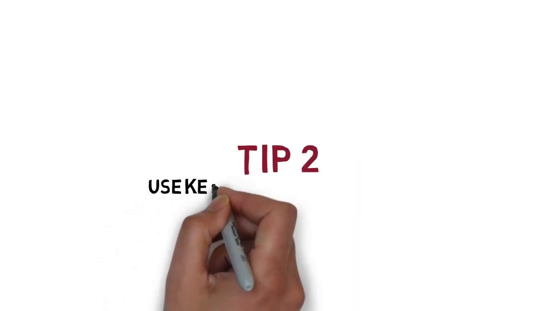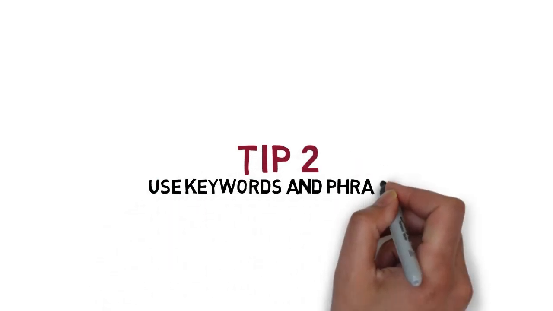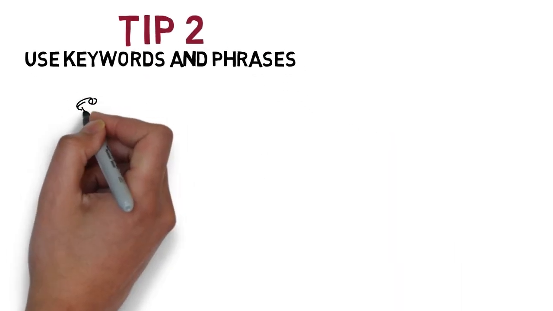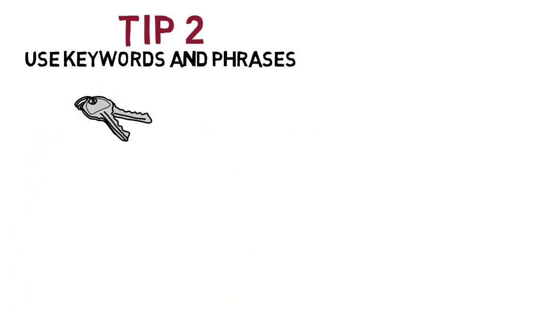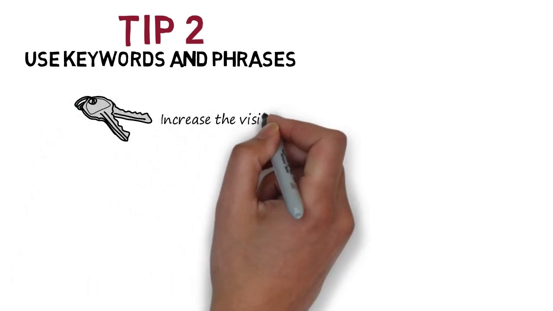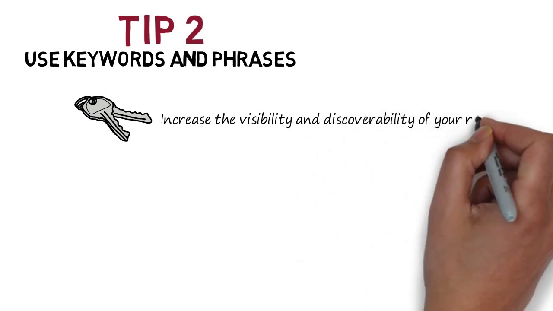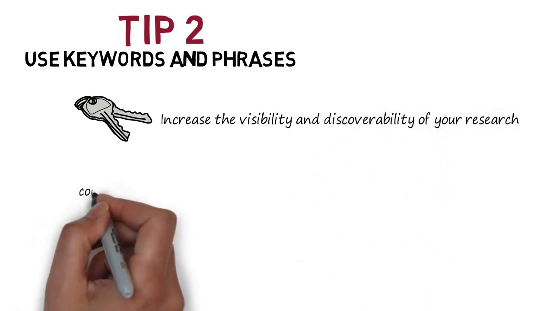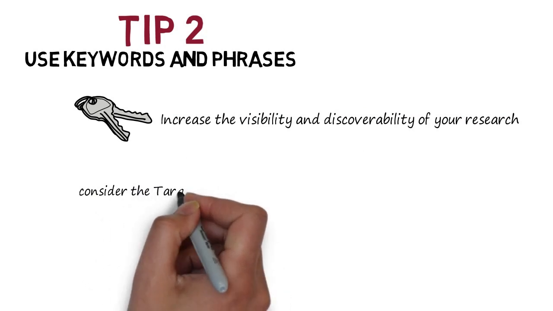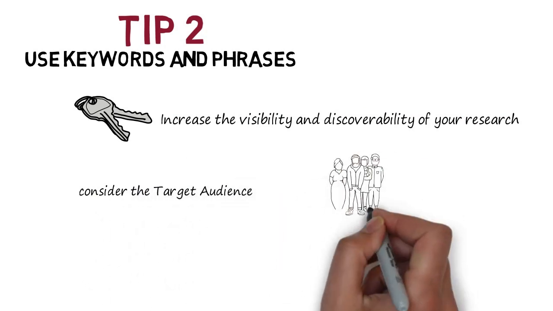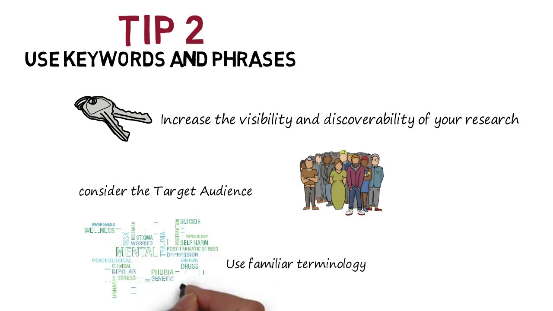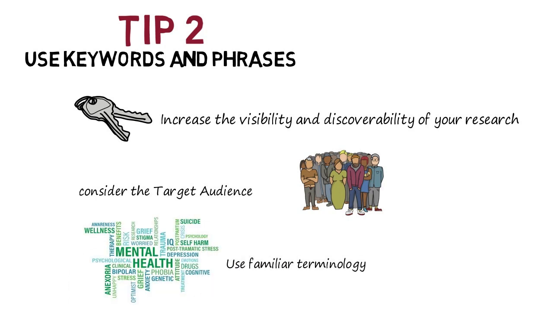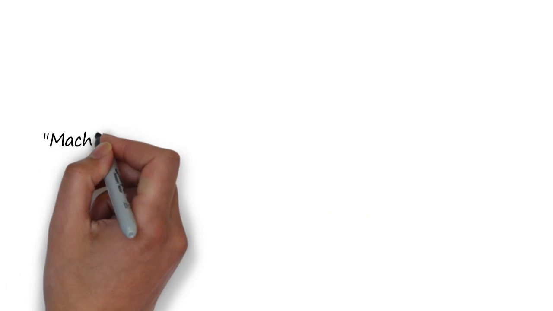Use keywords and phrases. Keywords are the terms that researchers in your field are likely to use when searching for relevant studies. Including these keywords in your title can increase the visibility and discoverability of your research. Consider the target audience. Tailor your title to the specific audience you intend to reach. Use terminology and keywords that are familiar to researchers in your field. This helps your research stand out and increases the chances of attracting the attention of your target audience.